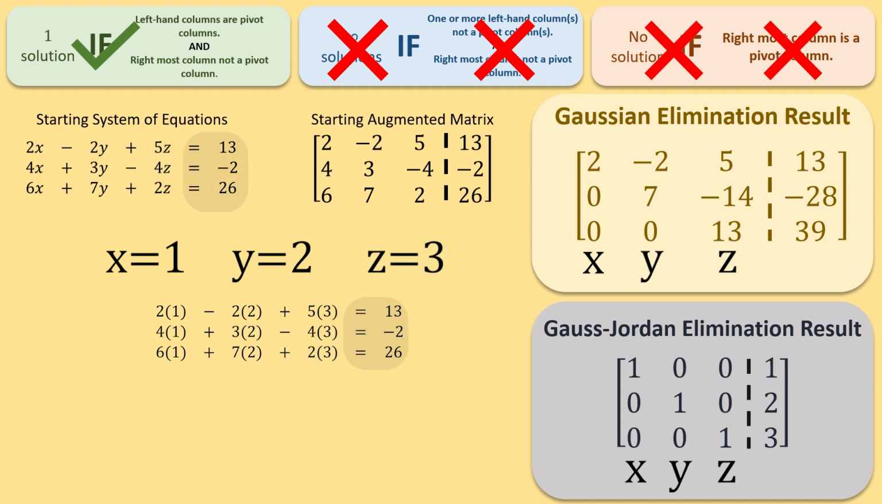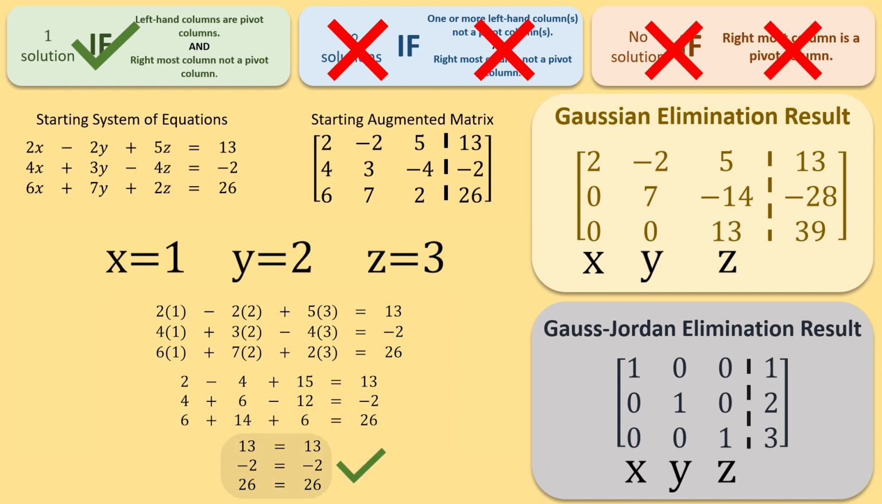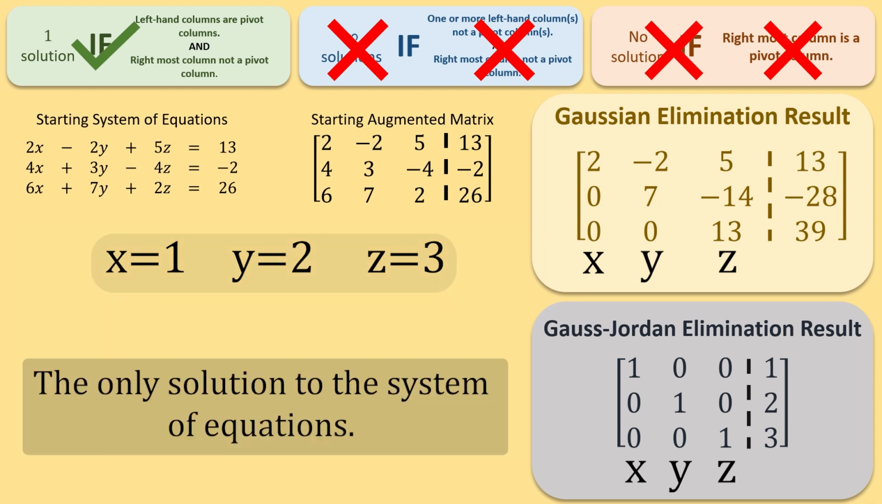We check that when we simplify this now, the left-hand side of the equations is equal to the right-hand side of the equation. It looks like for all three equations, both sides are equal. So, x equals 1, y equals 2, and z equals 3 is the only solution to this system of equations. To write this answer in set notation, we would write it as this.